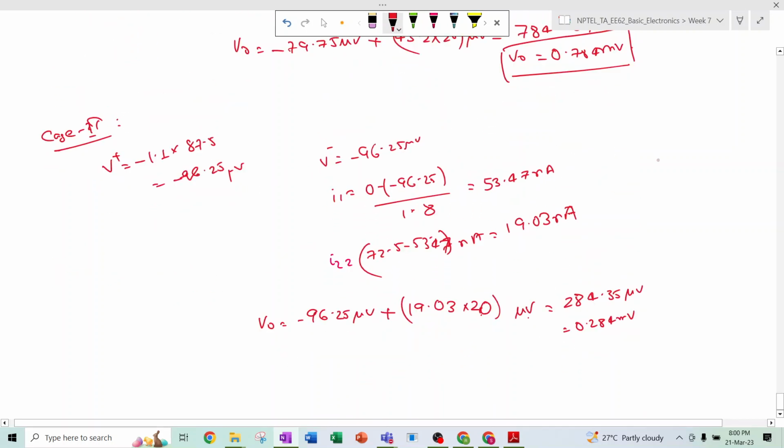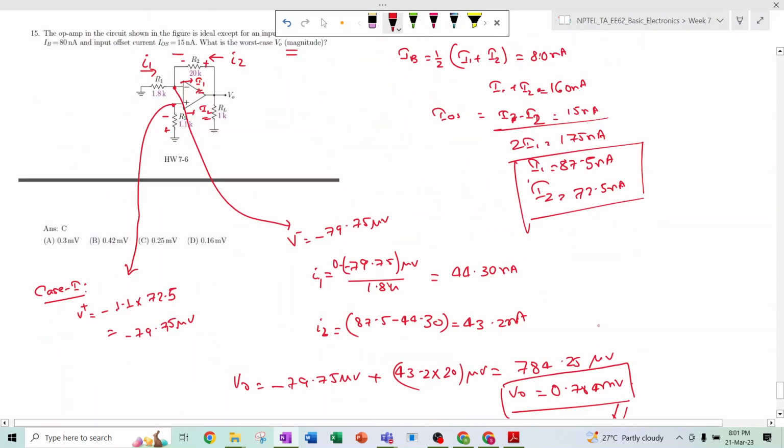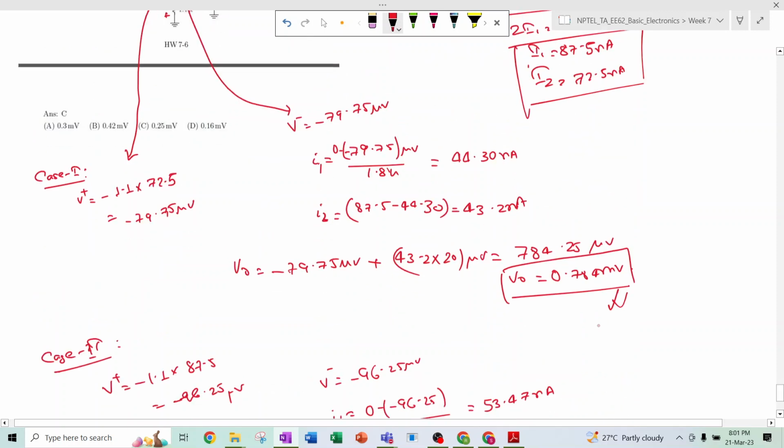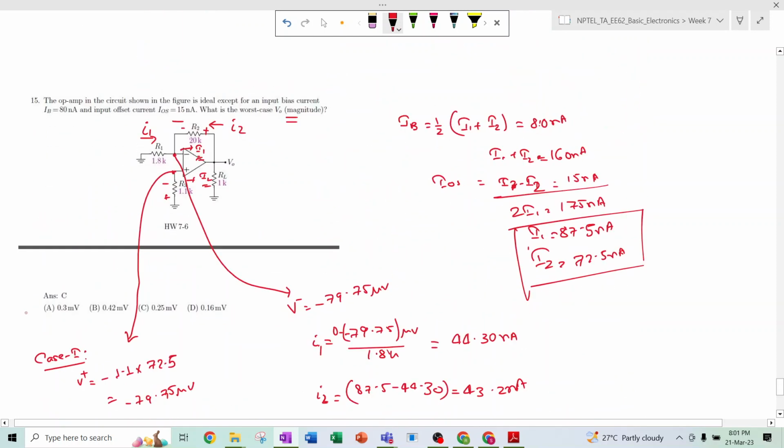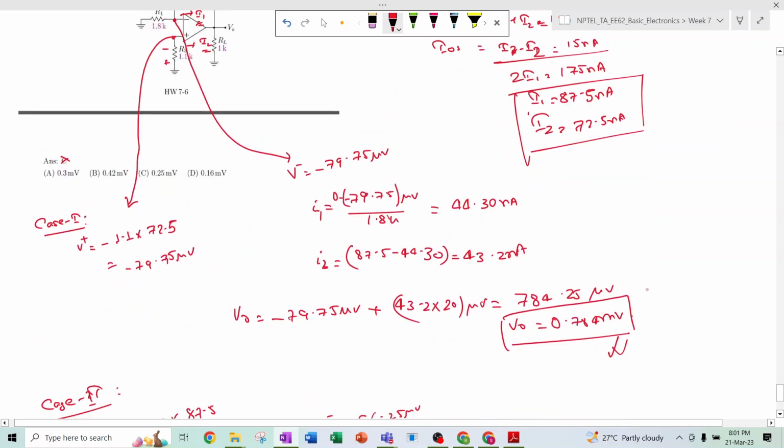So in one case it is coming 0.784 millivolt. In another case it is coming 0.284 millivolt. So the correct answer will be 0.784. I think this answer is wrong. Answer C will not be the answer. The correct answer will be this, because this is higher, right? This is the fluctuating mode. The output voltage is fluctuating, 0.784. So this will be the answer.